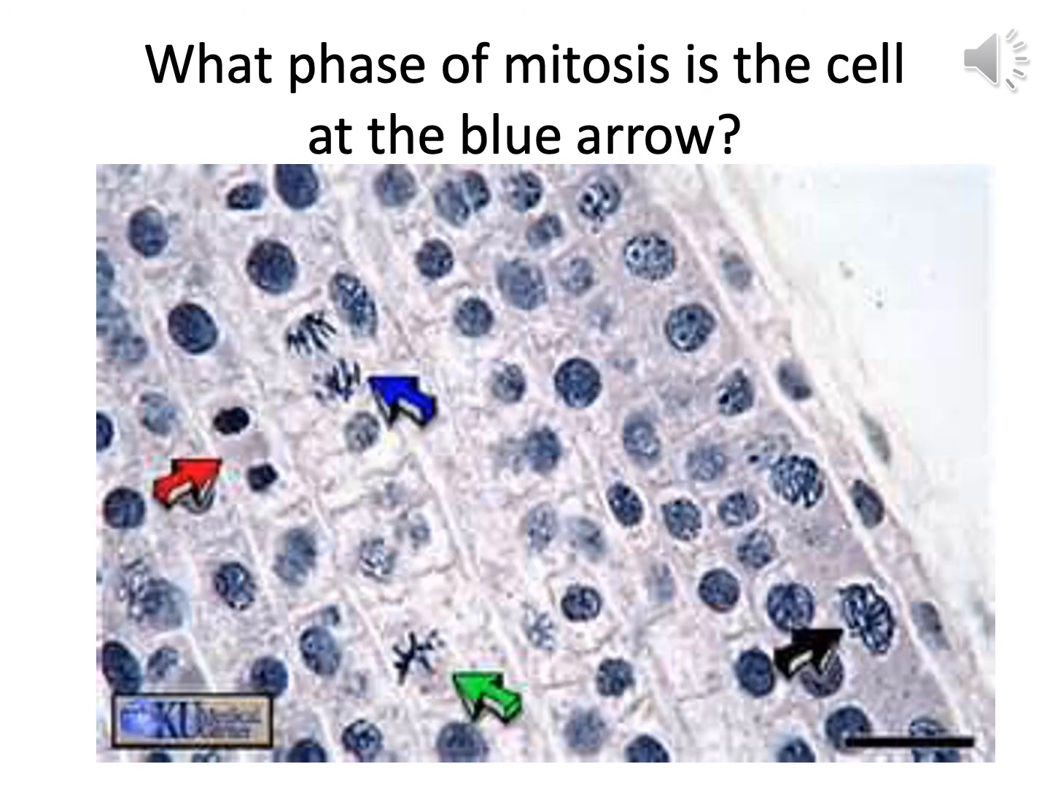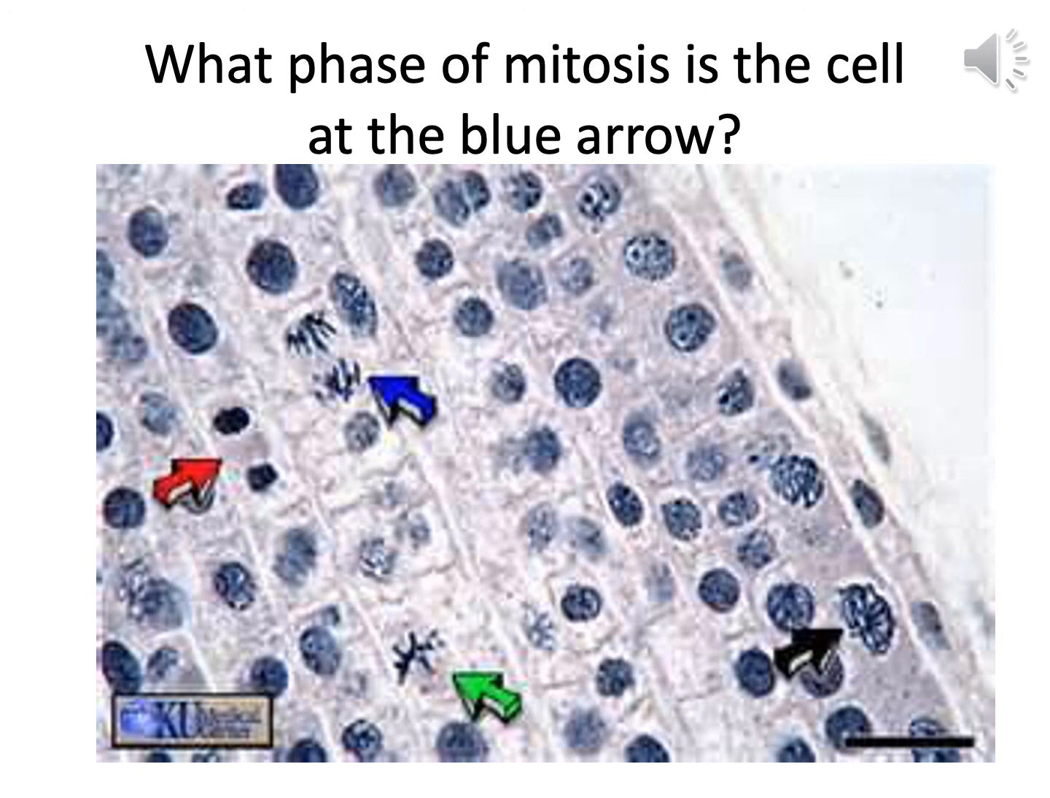More questions. What phase of mitosis is the cell at the blue arrow? It's pulling apart. Apart is anaphase. What about the red arrow? The red arrow is kind of hard to see, but that one's probably going to be a telophase. He doesn't have his cell plate showing real well, so I don't really like the picture, but he's most likely in telophase. There's a green arrow. That one's probably metaphase, lining up nicely in the middle.